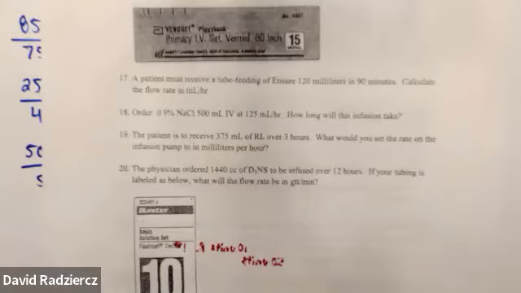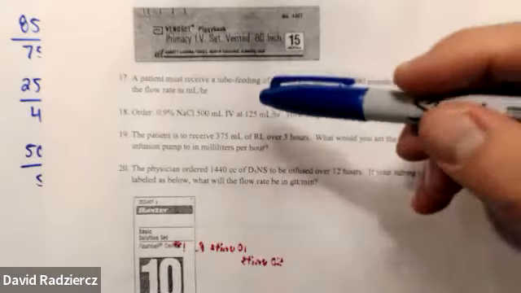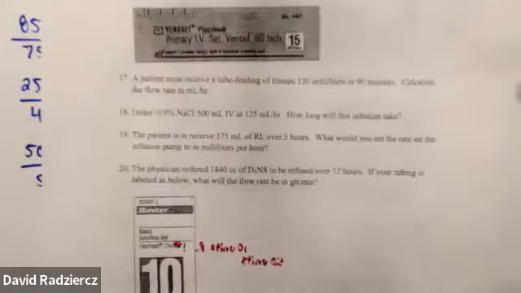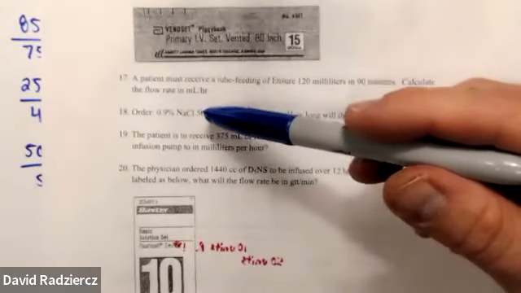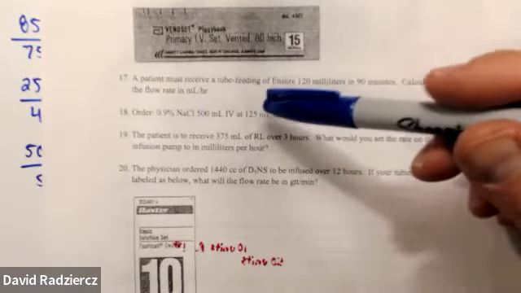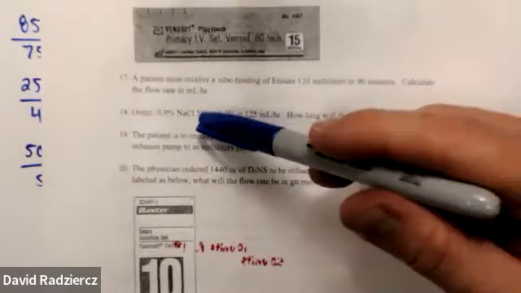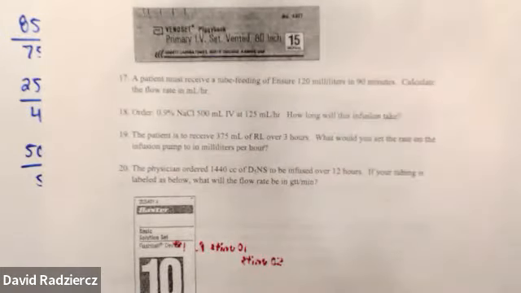For number 18, this is very similar to the one that I did earlier with the 200 milliliters per hour. This says we have an IV that's 500 milliliters. It's infusing at 125 milliliters per hour. How long will it take? You just take 500 divided by 125, and then you get 4 hours.